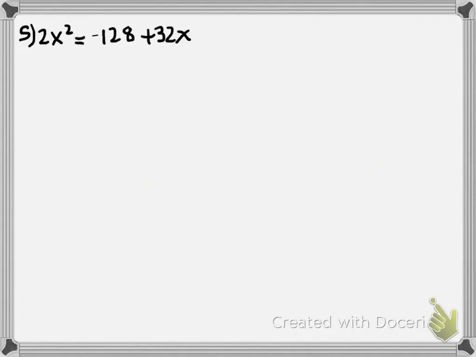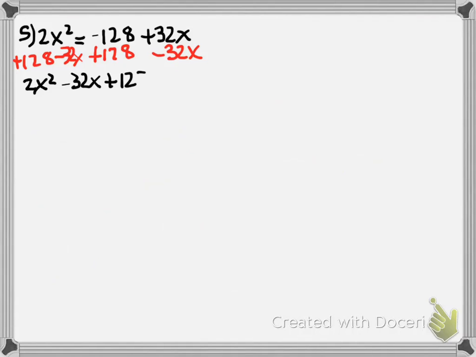When it comes to learning quadratic formula down the line, you have a little bit more flexibility. Right now you have none. So you want to take everything to the side where the x squared is, because it's positive. So that means you're going to add 128 to both sides, and you're going to subtract 32x from both sides. So now your equation is 2x squared minus 32x plus 128. Remember, you always write it in descending degree order.